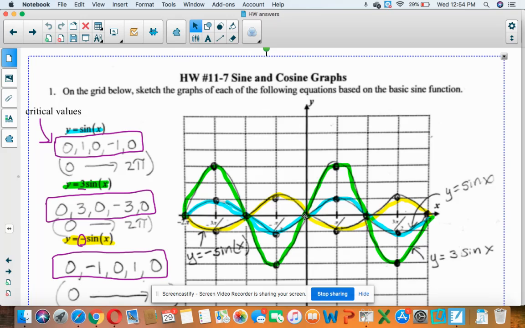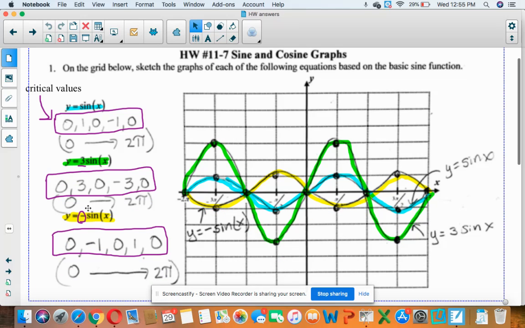So this stays at 0. At pi over 2, though, it does not have a height of 1, it has a height of 3. And my critical values change to 0, 3, 0, -3, and 0. But again, that full wave, that full cycle is happening between 0 and 2 pi.